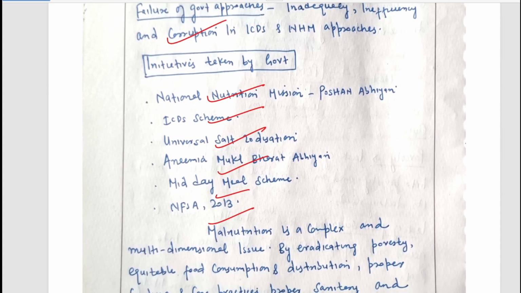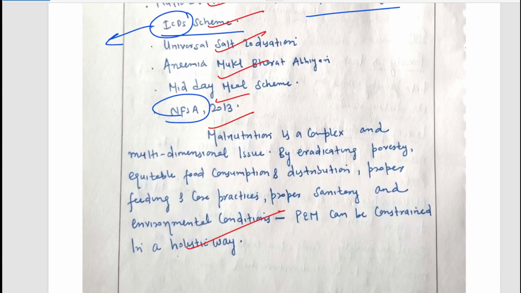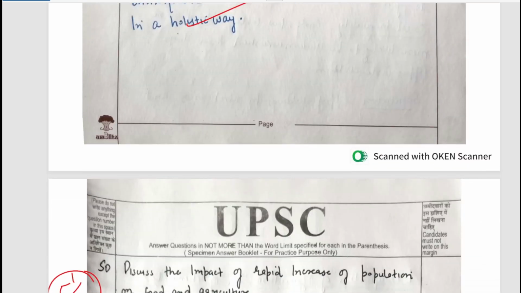Initiatives have been mentioned, such as the National Nutrition Mission, that is Poshan Abhiyan, and the ICDS scheme, that is the Integrated Child Development Services scheme. I suggest you do not use the short forms; try to write the full form. Here also NFSA, that is the National Food Security Act. So use the full forms. It is a nicely written answer. You can simply pause and read it. Now let's move to the next question.